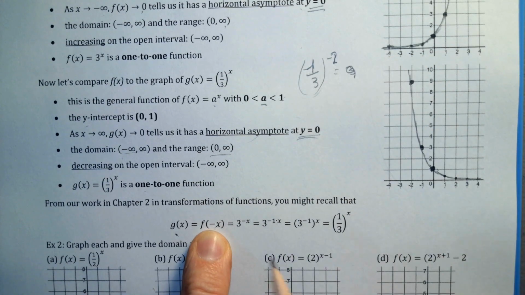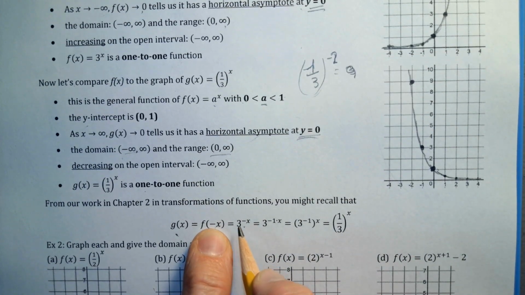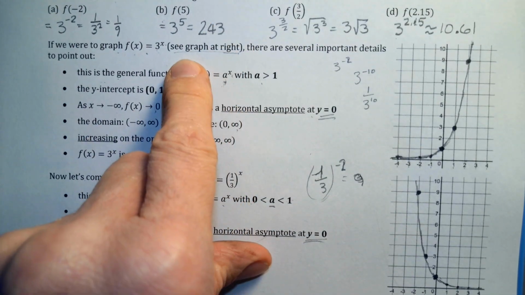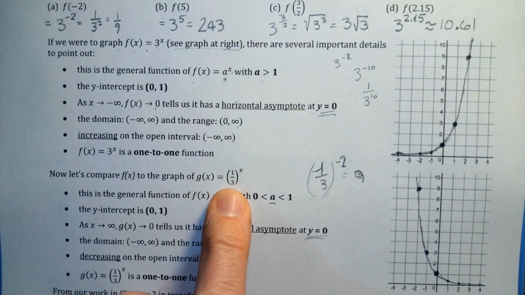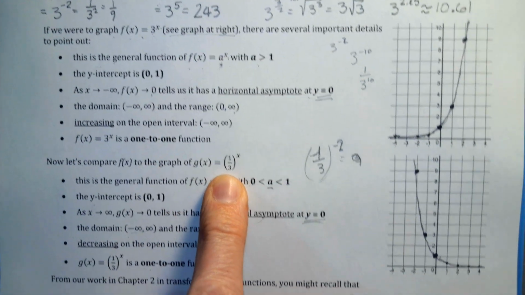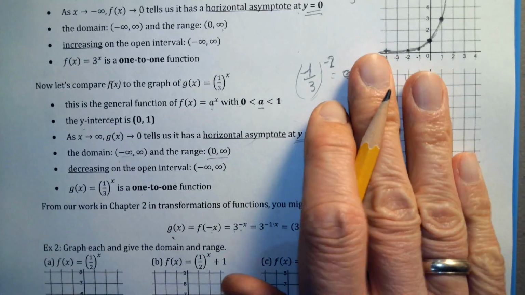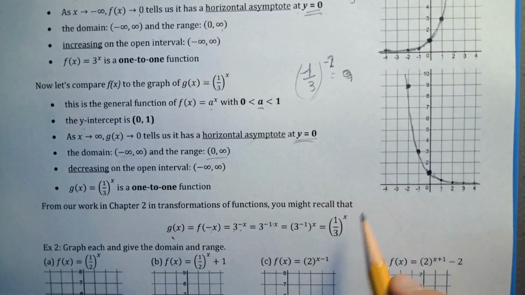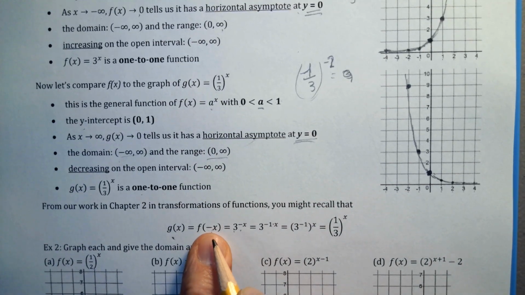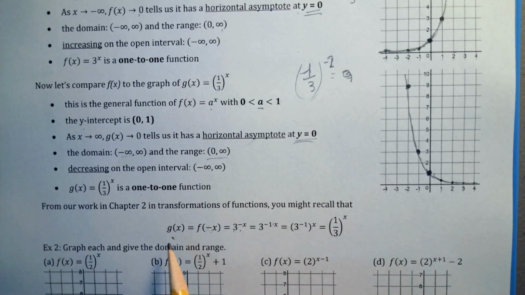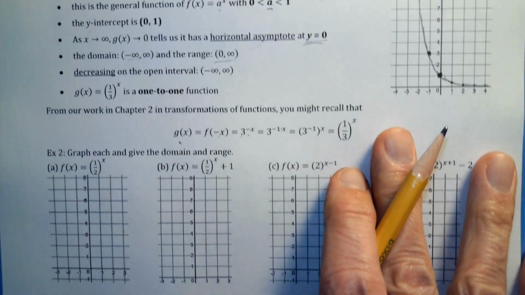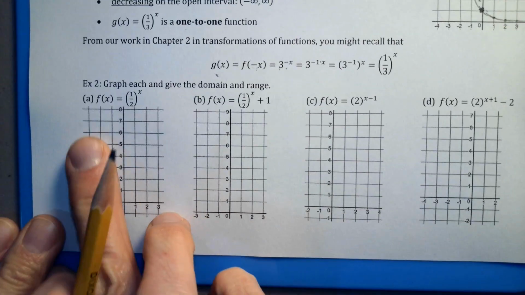So if I put a negative x into this function up here, then I really just get g(x). And so it makes sense that these should be reflections, because one is just the negative x of the other function. Evaluating the other function at negative x gives us g(x). So using that idea, we should be able to plot some of these.